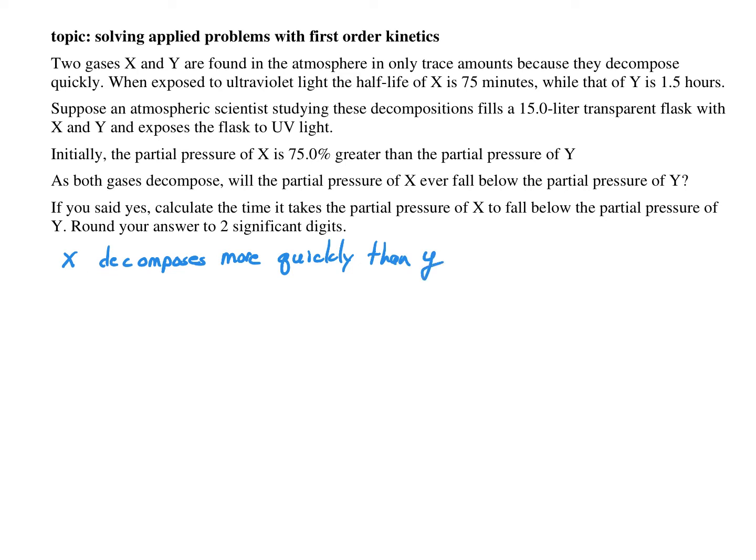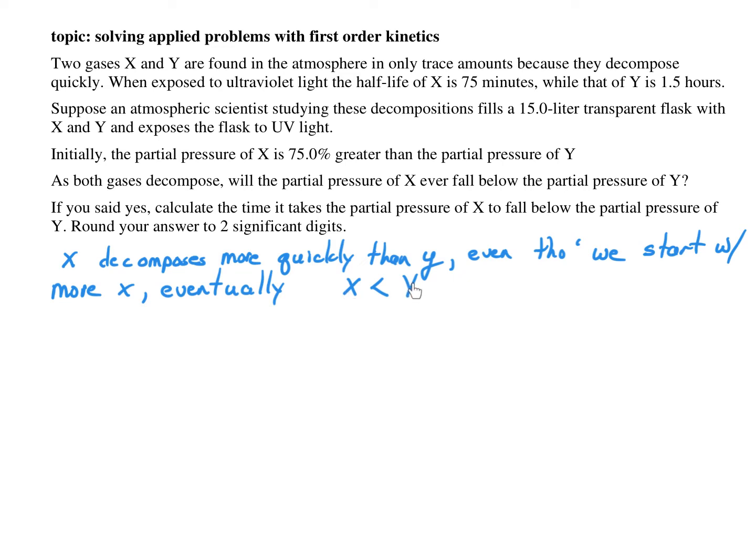So that means even though we start with more x, eventually the amount of x that's left is going to be less than the amount of y, simply because it decomposes more quickly. The difficulty here is figuring out when that happens.